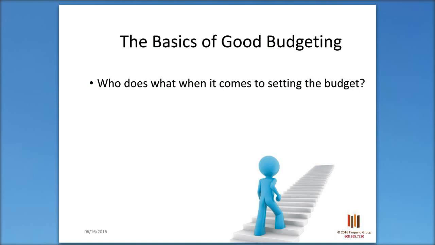And so when we think about the basics of good budgeting, one of the key questions is really who does what when it comes to setting the budget. And one of the consistent aspects of that is to remember that who does what ultimately involves the board of directors passing that budget. And so the board is accountable for setting the direction for the mission, ensuring the resources, and providing critical oversight for the organization.